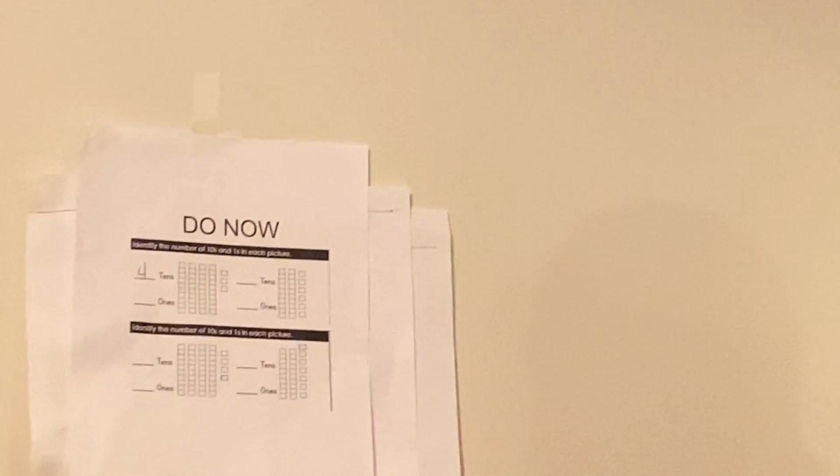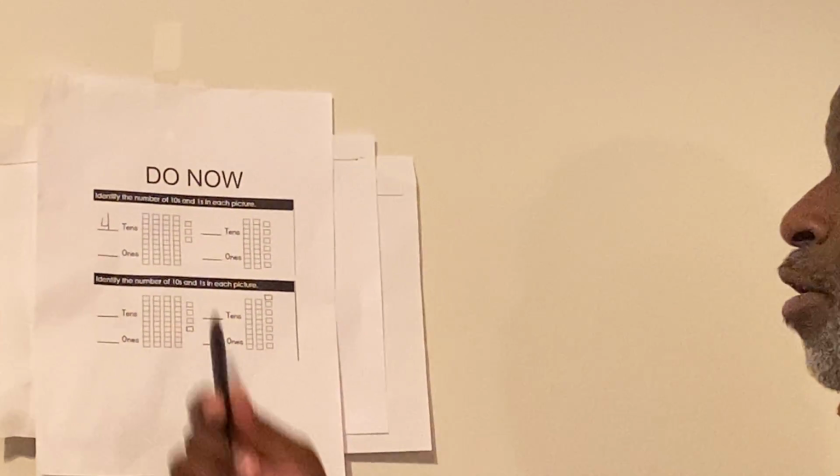All right, how many ones do you see, guys? That's right, 3 ones. 1, 2, 3. I'm going to put a 3 in our ones column. What is this number, guys? It's the number 43. All right, let's try our next problem next to it.